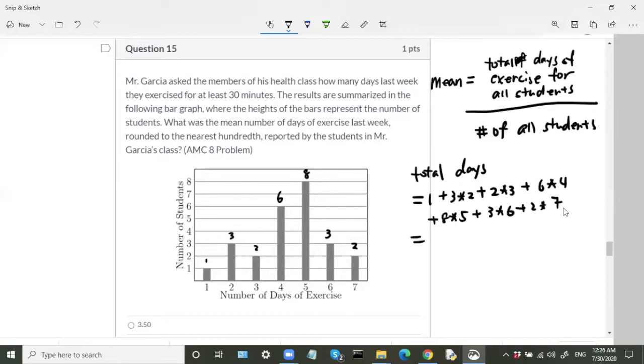Okay, so it's 1 plus 6 plus 6 plus 24 plus 40 plus 18 plus 14. Then we just need to calculate this sum. So 30, 40, 70, 77, plus 18, 95, plus 14, 109. Okay, that is 109.